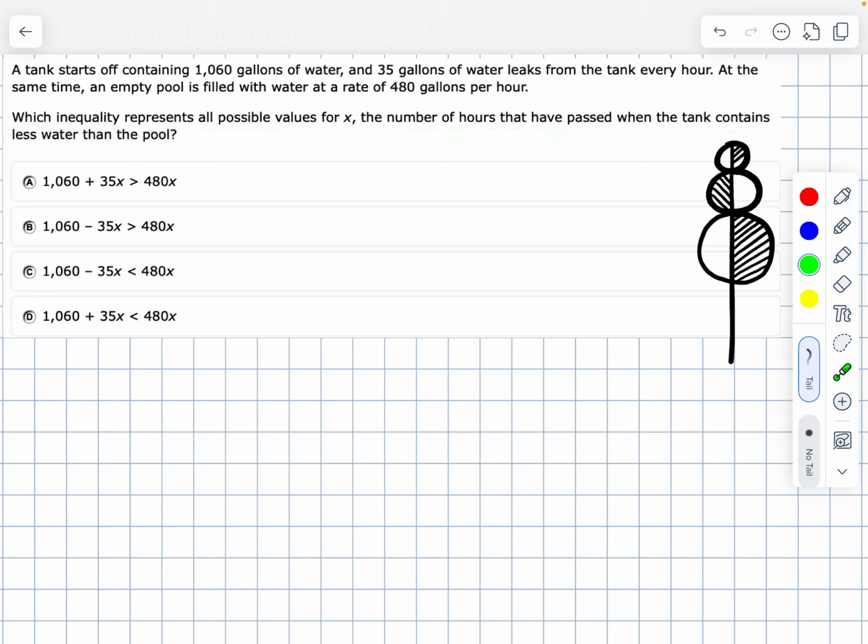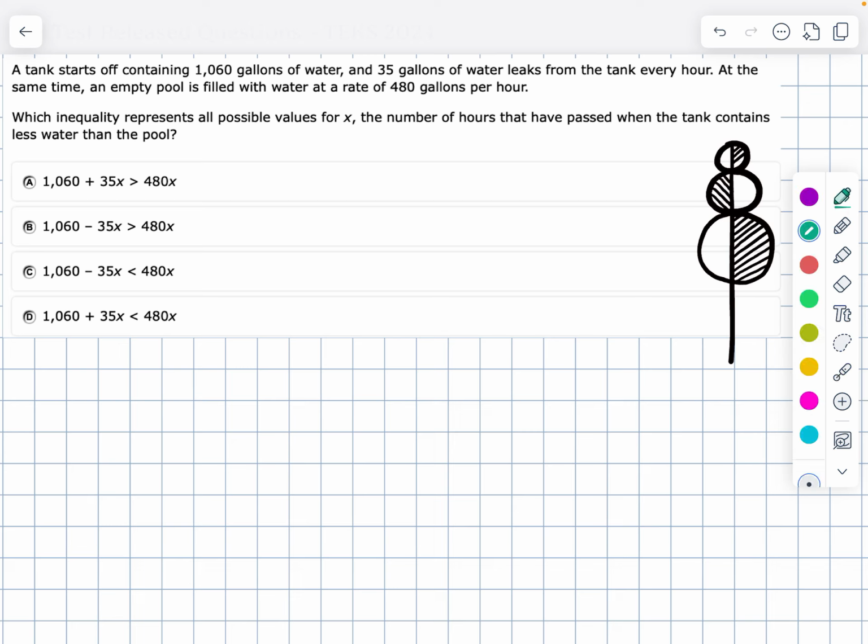So let's look at all the answers. Every one of them has exactly the same numbers. All the numbers are the same and in the exact same places. The differences are there's plus, minus, minus, plus, and there's greater than, less than, less than.